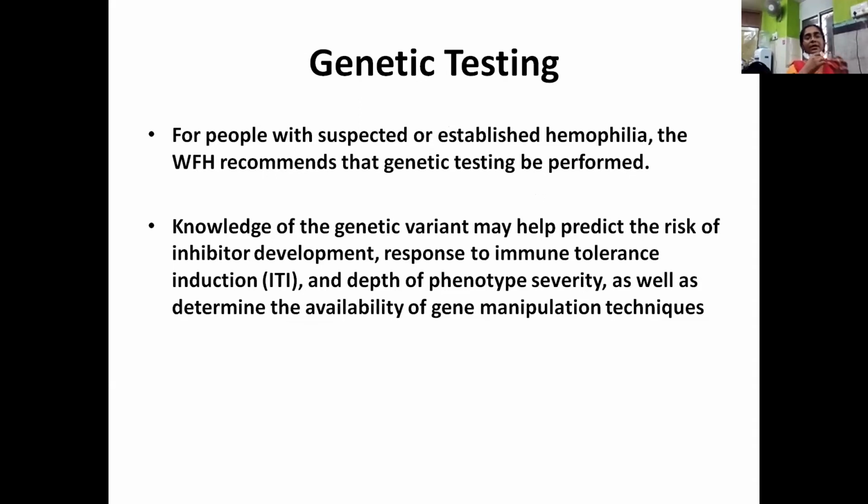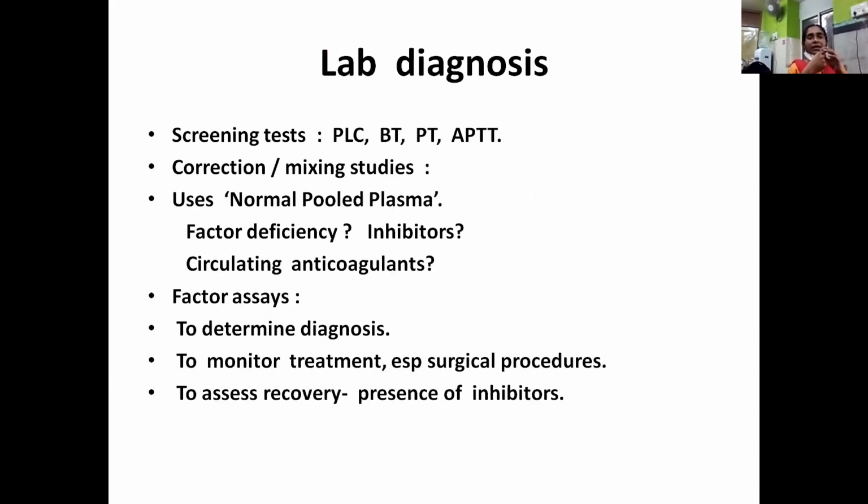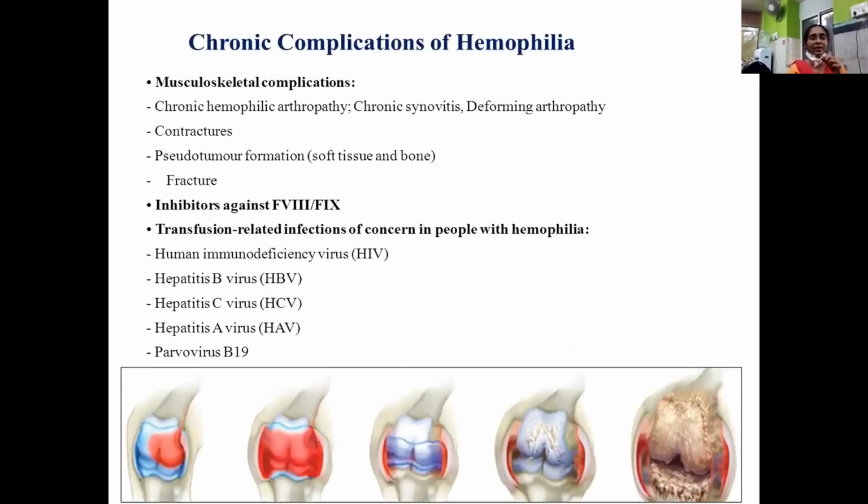Sometimes, by knowing the genetic abnormality, we can predict their chance of developing inhibitors. We can also predict their phenotypic severity. So now the lab diagnosis of hemophilia is almost complete. Next we will deal with each of the individual chronic complications of hemophilia. We have already listed the complications previously, so we will go to each of them.